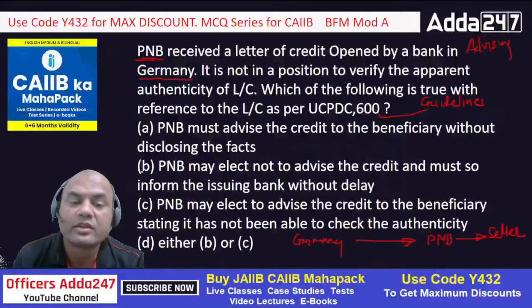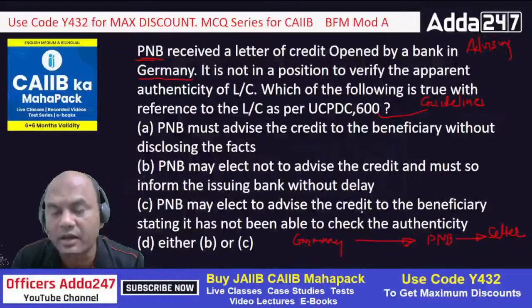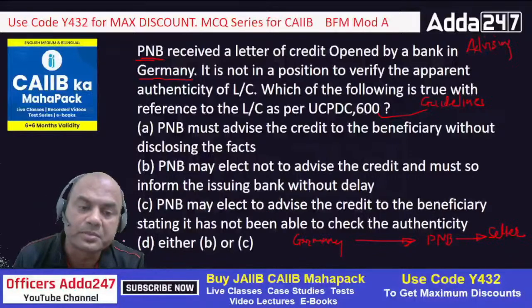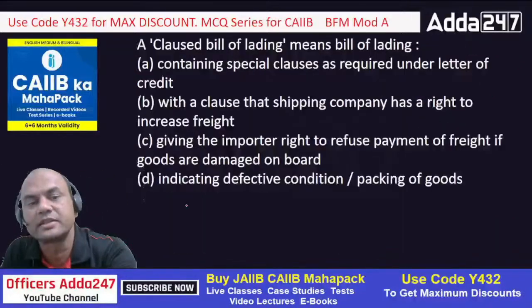So that's why the option can either be B or C. It depends on PNB what they have to do, and both the options are correct. Okay. So the option is correctly D. Many of you have written D also. That's also the right one. Okay. D is the right answer.